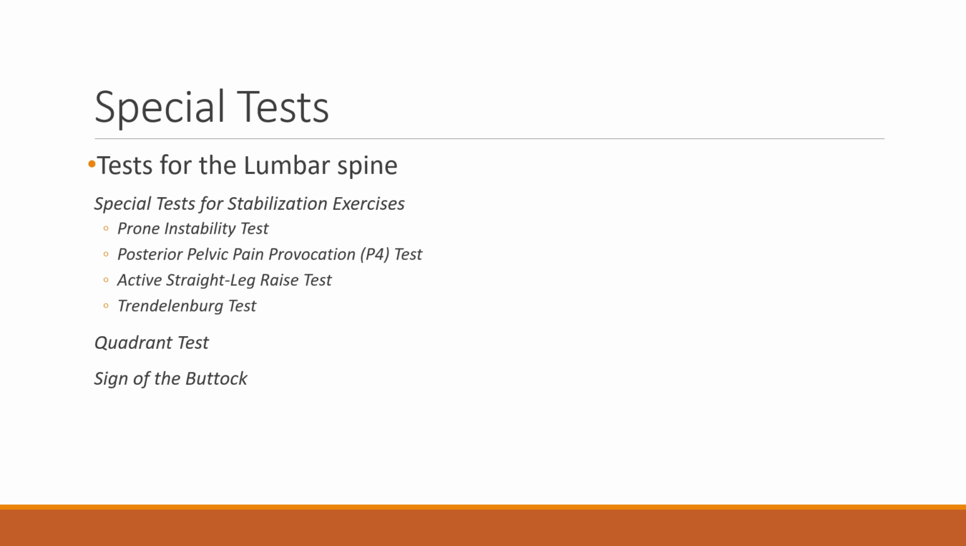We'll also talk about 2 other tests. We'll talk about the quadrant test for the lumbar spine. We spoke about the quadrant test for the cervical spine. We'll speak to that with respect to the lumbar region, and then we need to talk about the sign of the buttock test as well, which is a special test that is sometimes used to assess for sinister pathology in the lumbopelvic region.